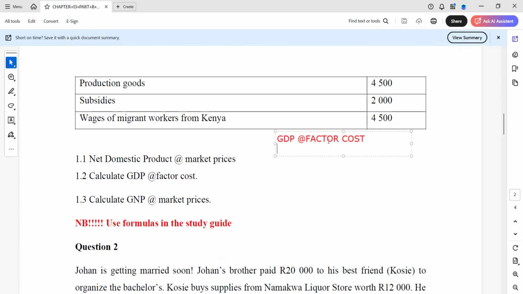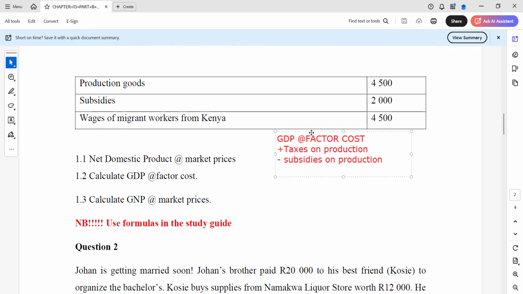Then obviously you're going to add taxes. You're going to add taxes on production. Let me change this. I'm going to add taxes on production, and then you will subtract your subsidies on production, right?